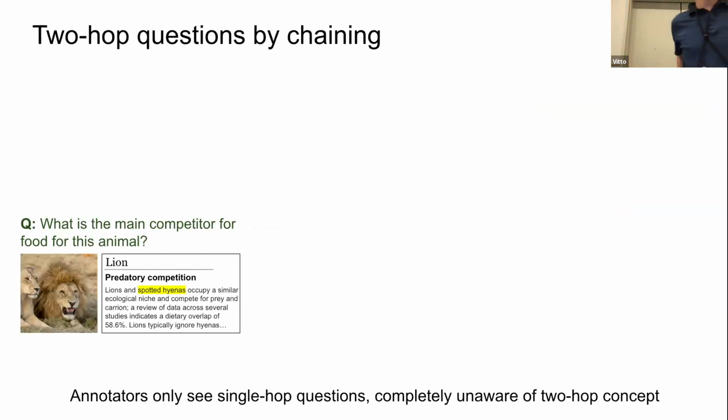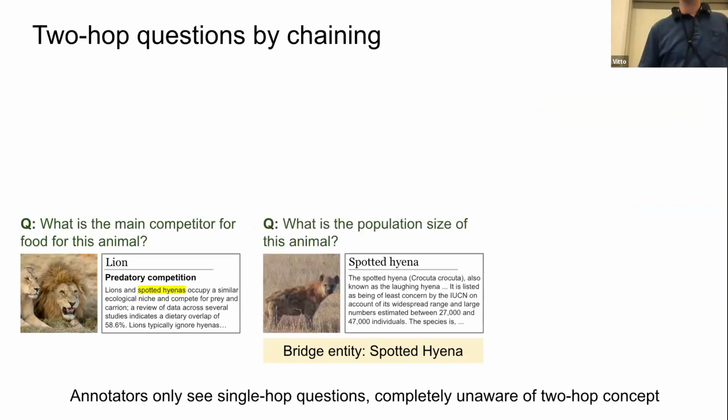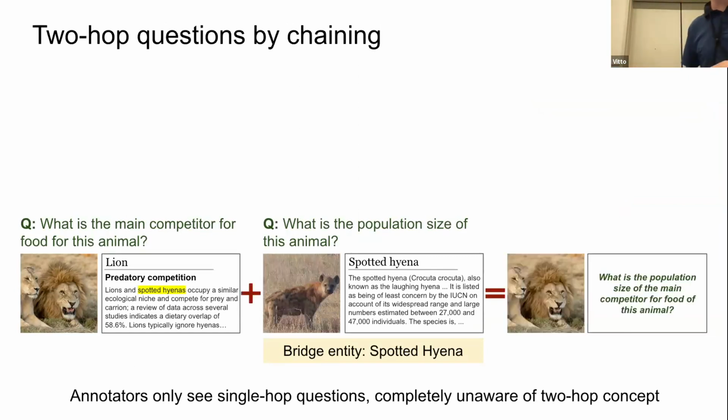So these were single op questions that require finding one document in the database to find the answer in. But now let's do two op questions. So can we build questions that require two database pages? So for example, what is the main competitor for food of this animal? This animal is a lion and the main competitor is spotted hyena. You can now take the spotted hyena as a bridge entity in between and ask a question about the hyena. Like, for example, what is population size? If you combine these two, you can get a very natural question, like what is the population size of the main competitor for food of this animal, which is definitely contrived, but it's interesting as a test. Maybe it's not what you always wanted to know, but it's interesting as a test for a language model.